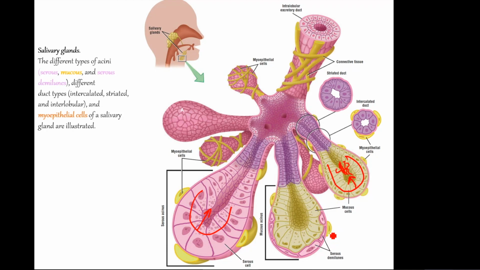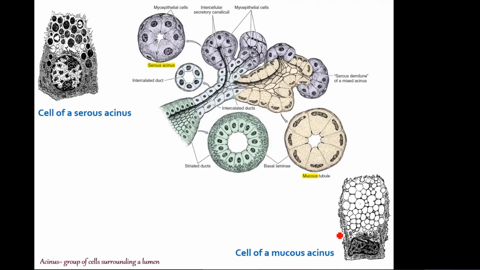And sometimes, as we mentioned, we have mixed. We have mucus acinus covered by serous acinus. And you know, this serous acinus that covers the mucus is known as serous demilune. We'll talk about it. Again, look at the cell of serous acinus. Let us take this one, which is pyramidal in shape.